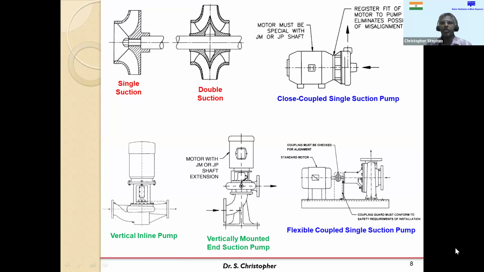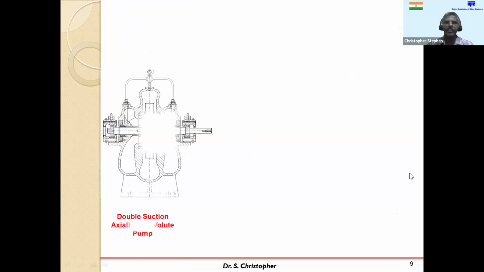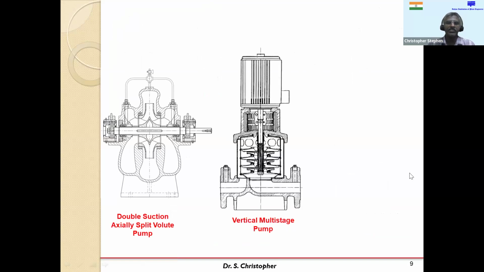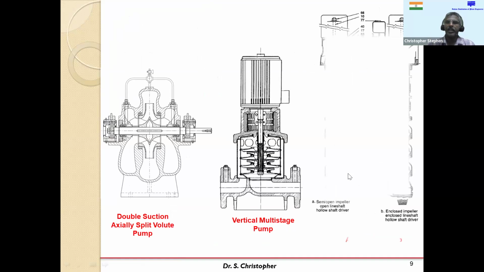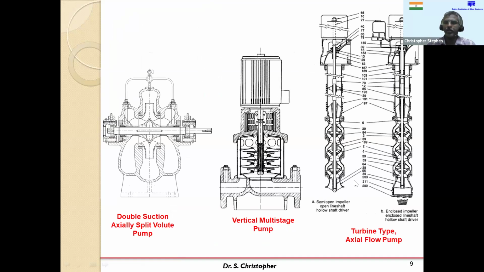If you look at this configuration, you can see that for some pumps the impeller axis will be horizontal, and some pumps will be vertical. If I move on to the next slide, you can see the various classifications. Double suction pump: again, if we need more discharge, we can go for the double suction pump, axial split volute. The volute can be split open, and this is the vertical pump with multi-stage. And then these are different types of pumps related to turbine type and axial flow pumps and so on.